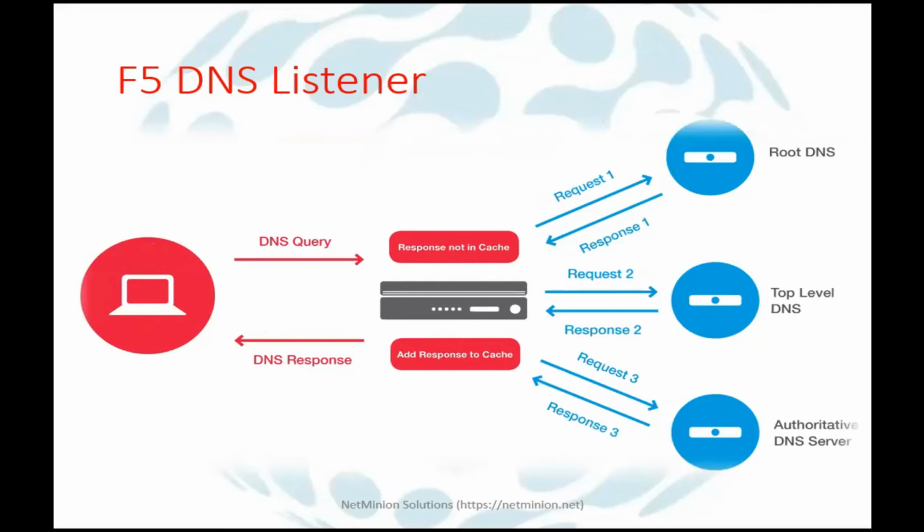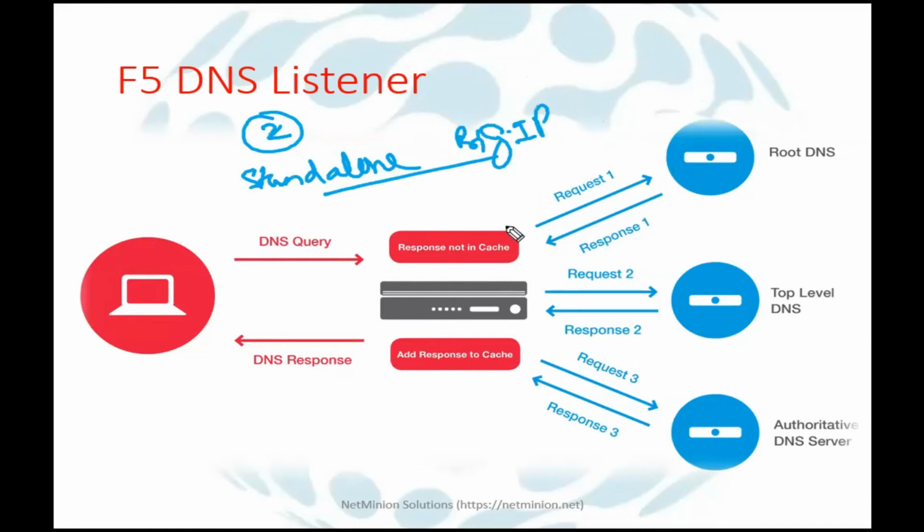So that is one thing I talked about, the listener. The listener you can configure in two ways, as I told you. If you have a standalone Big IP, in that case you will put the self IP address on the listener. Listener IP and the self IP are the same.